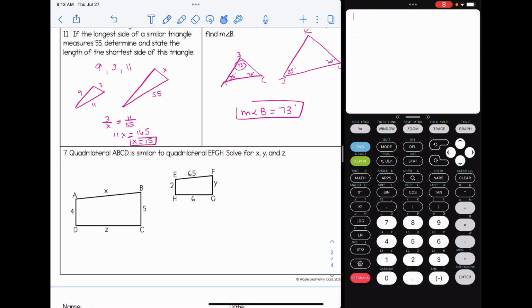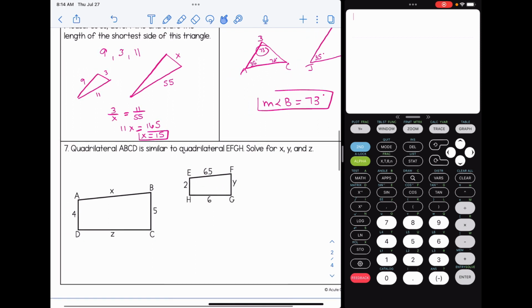Okay, for our last question, number 7, quadrilateral ABCD is similar to quadrilateral EFGH. We're going to solve for x, y, and z. All right, so let's start with x. I can see that AB is labeled with x, and that corresponds to EF, which is labeled with 6.5. And then I want to pick two more sides that correspond, but I want to pick ones that are just numerical. So I'm going to pick AD and EH. Those are both labeled with numbers, because I don't want to have a proportion that has multiple variables in it.